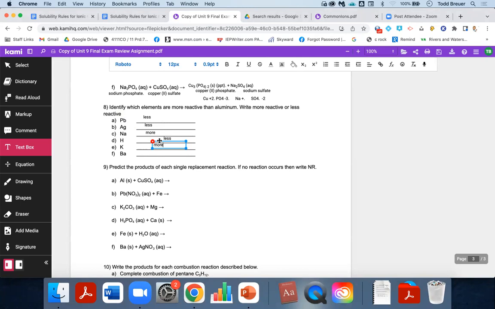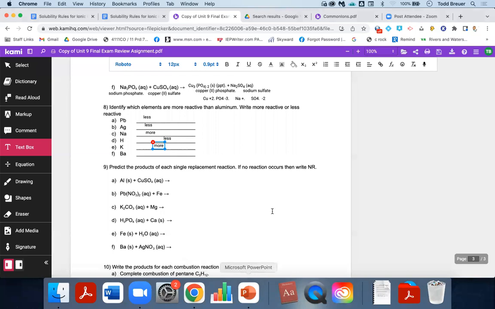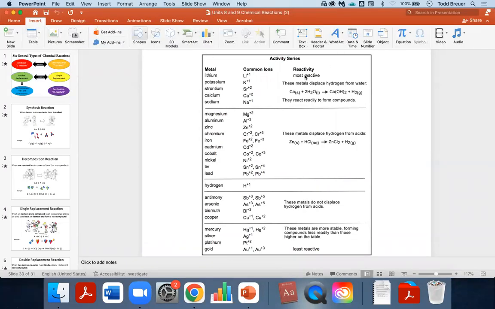Let's just double check barium. Let's peek at the chart. Barium compared to aluminum. Now in this particular chart, it's not on there. But what I happen to know about its location is, if we were to place it on there, it would fall right in about this region.